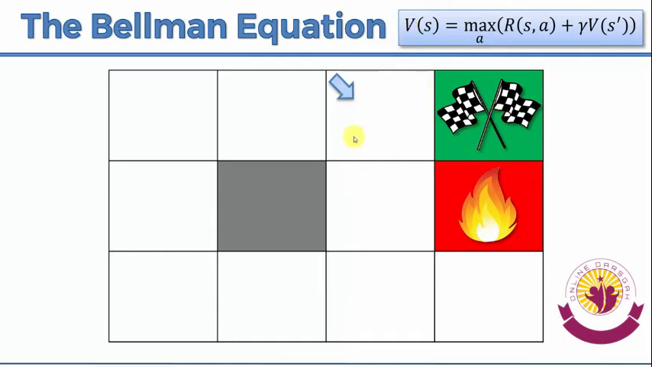The value of this state equals the maximum, or equals this value if we move to the right, if we take an action of moving to the right. So what will this value be?